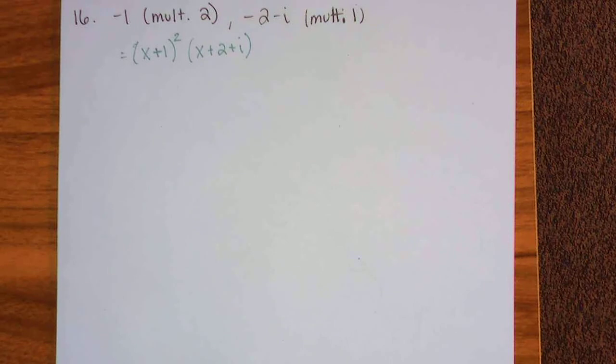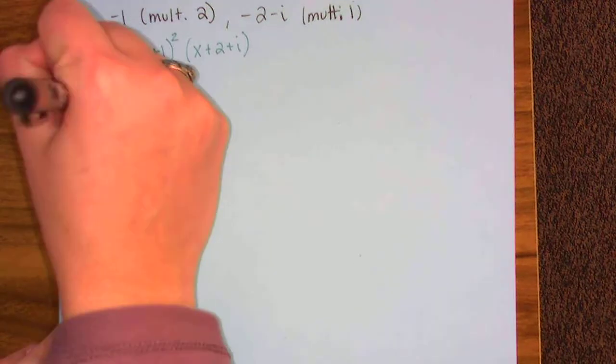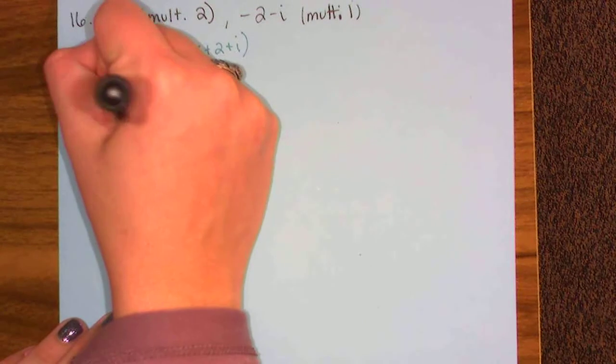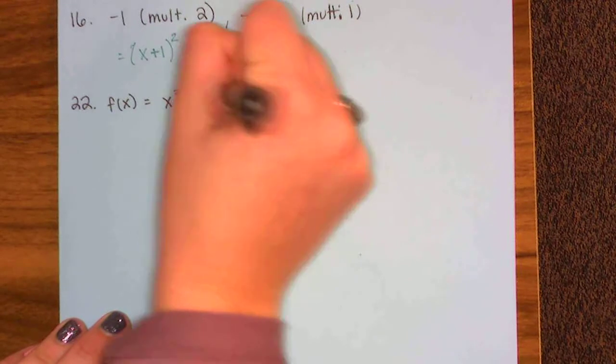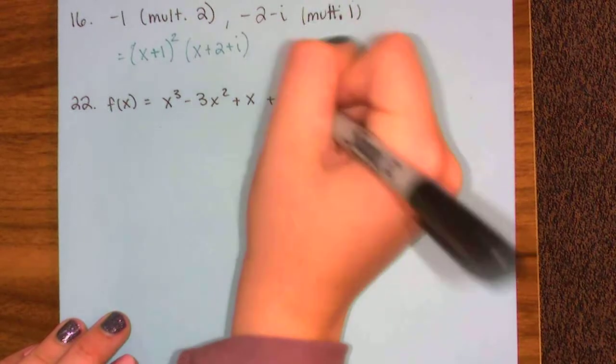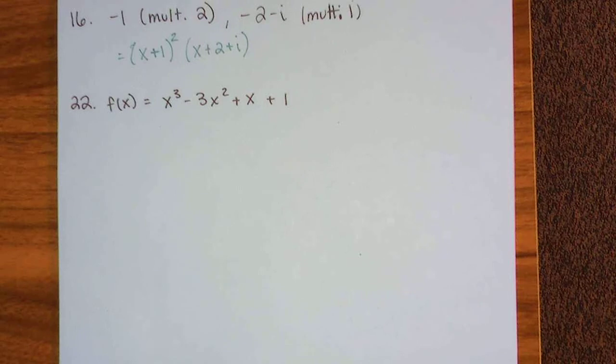Alright, so for 21 through 26, it says to state how many complex and real zeros the function has. So we'll look at 22. F of x is equal to x cubed minus 3x squared plus x plus 1. So I need to know how many zeros this is going to have, complex and real. So any idea how I need to go about doing this?